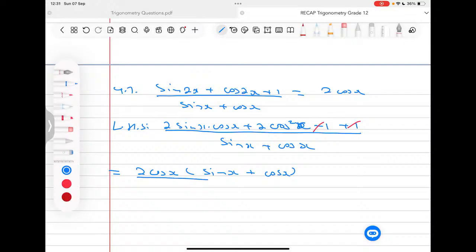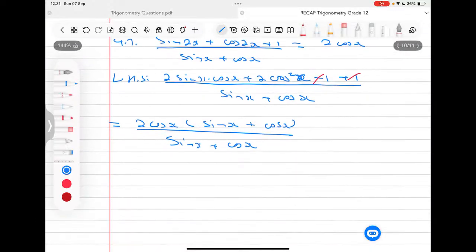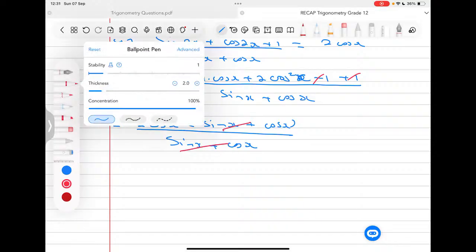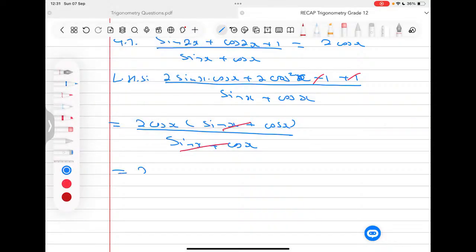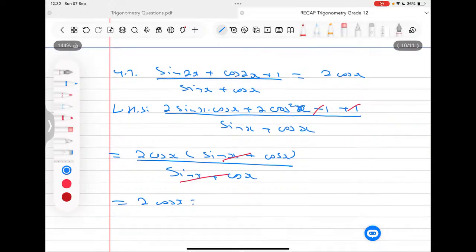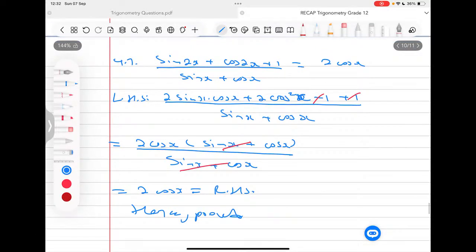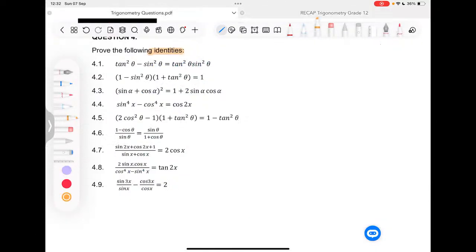Now, here at the bottom, I still have sine x plus cos x. I think you can see the answer now, right? Because these 2 would cancel each other out. And indeed, I'm left with 2 cos x, which is equal to the right-hand side. Hence proved. Now let us go to the next one.